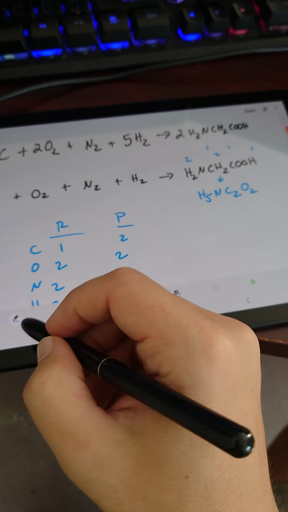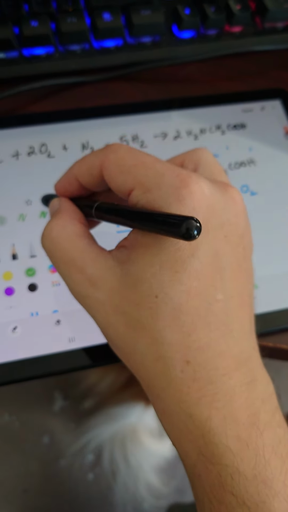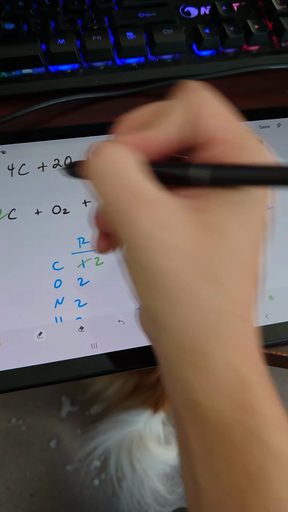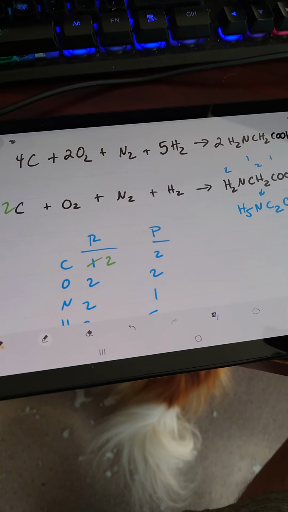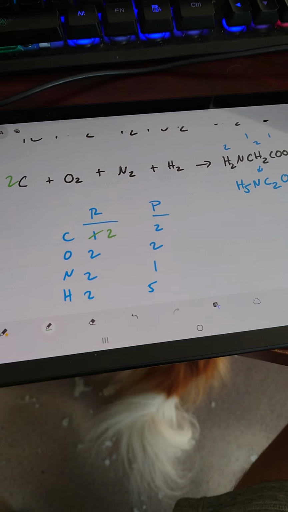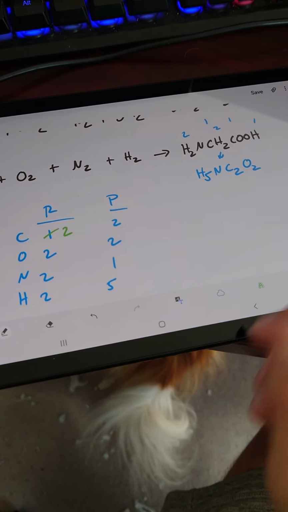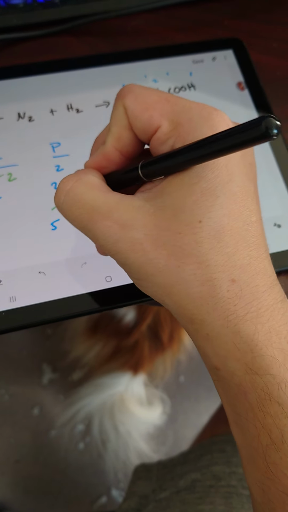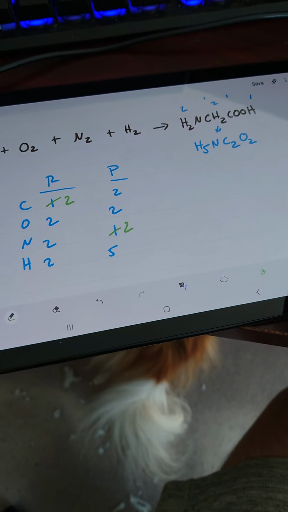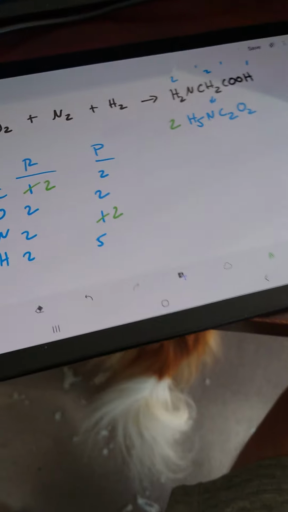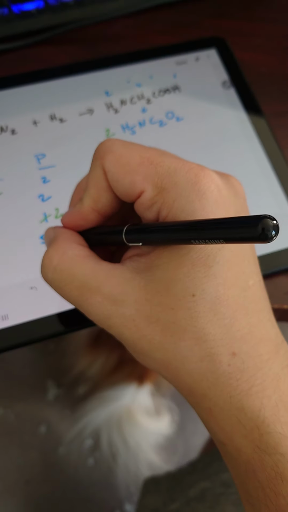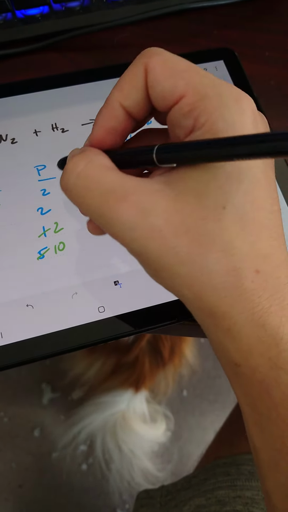If we want to balance, we need this carbon to be 2, so we'll put a 2 in front. Oxygens are already good. If we wanted, we could just double our glycine. That would be another way to do this. We need 2 glycines now. By doing that, I'm going to mess with every other element as well.